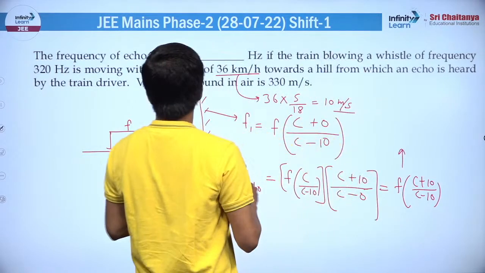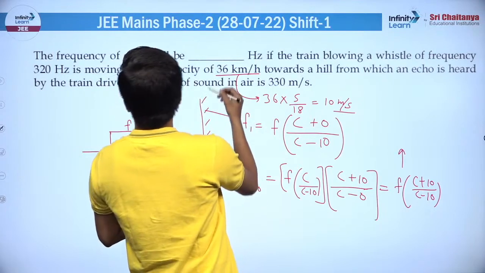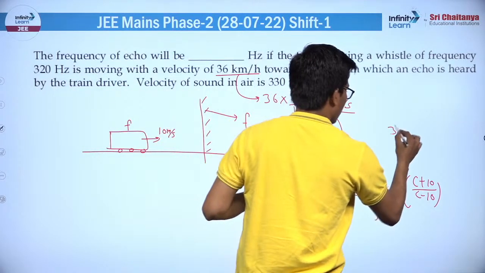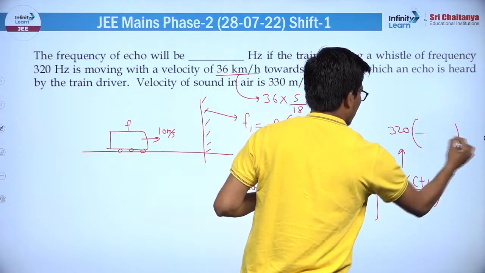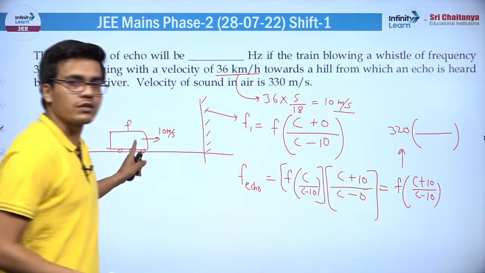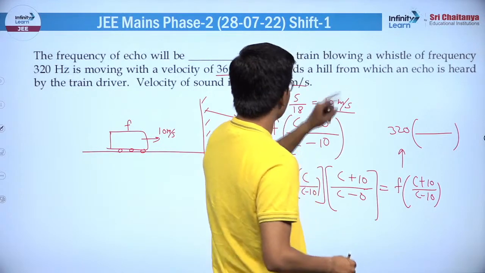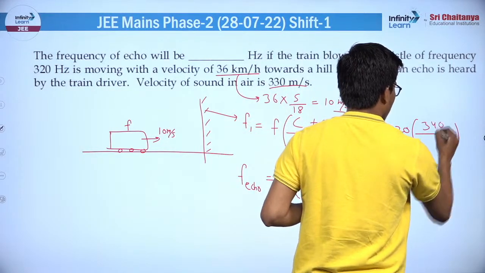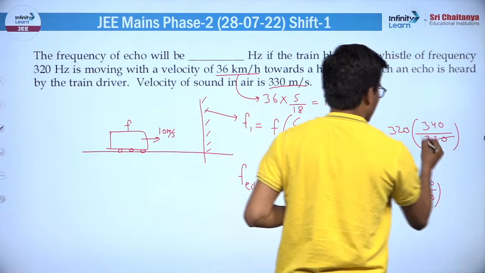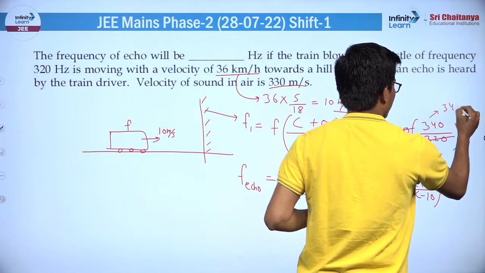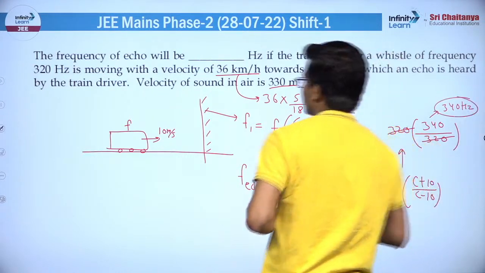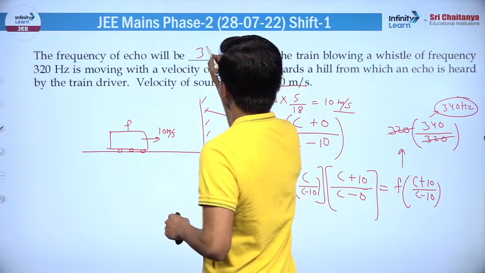So the frequency is given by 320 initially, which is the frequency of the horn by the train, and c plus 10 is there. C is given to you as 330, c plus 10 will be 340, c minus 10 will be 320, both will get cancelled, and the frequency of echo will be 340 hertz. So the answer should be 340.